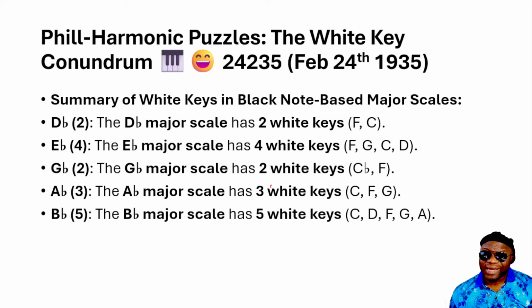On the key of A major, you got 3. On the key of A flat major, you got 3 white notes. See, A major, you got 3 black notes. A flat major, you got 3 white notes. And on the key of B flat, which is like the inverse of B, you got 5 white notes on B flat. That's absolutely exciting.